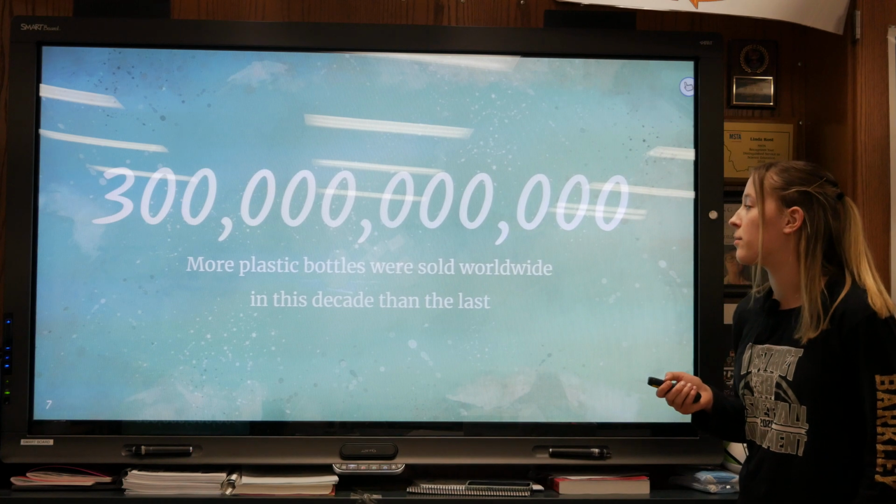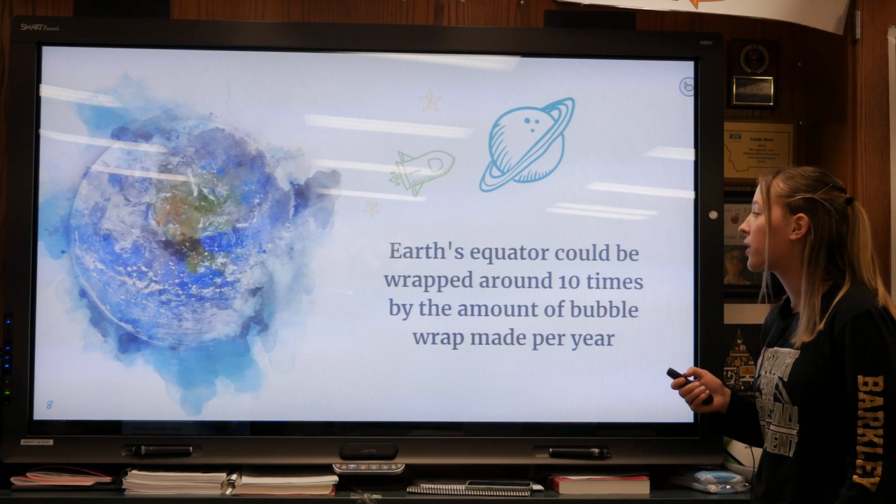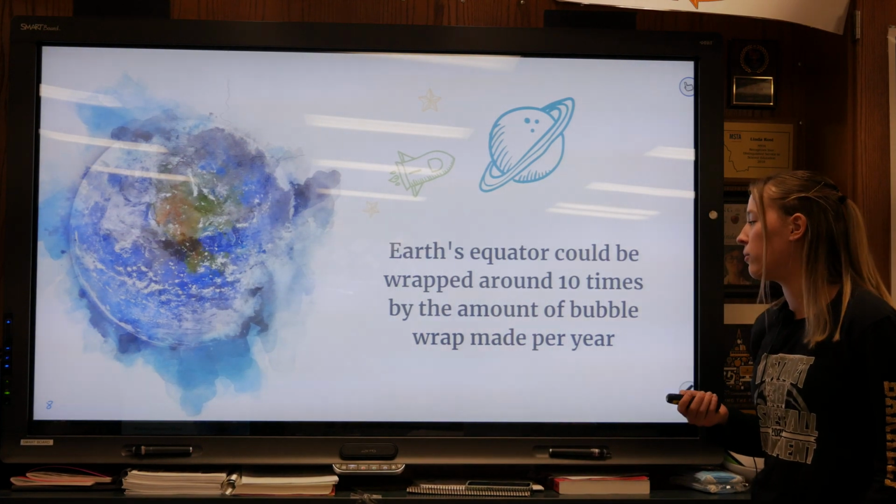This is a quote from the Ellen MacArthur Foundation. 300 billion more plastic bottles were sold worldwide in this decade than the last. Earth's equator could be wrapped around 10 times by the amount of bubble wrap made per year.